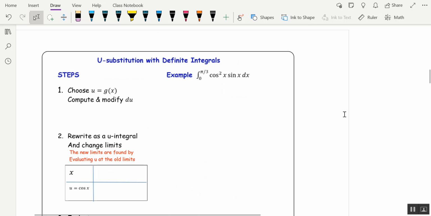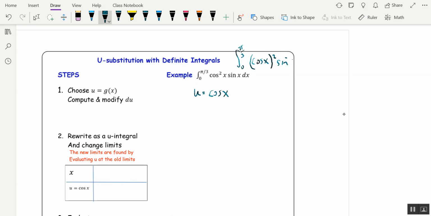All right. Can you do u substitution with a definite integral? Yes, you can. And here's how. I'm going to go through with this example. So I'm going to choose u to be, again, the inside function, u equals cos x. And I say inside because I could rewrite this integral as cosine of x quantity squared sine x dx. So I'm going to let u be cosine x.